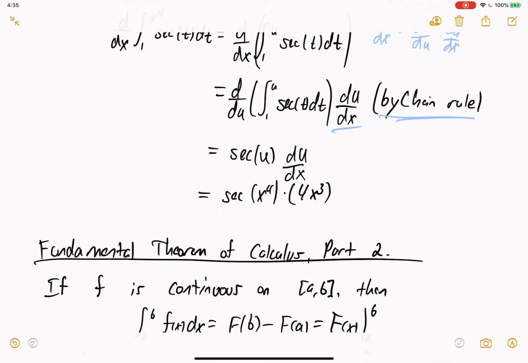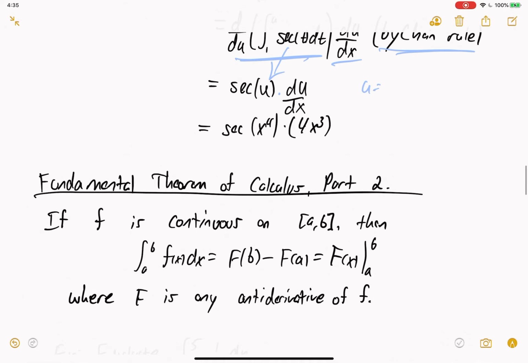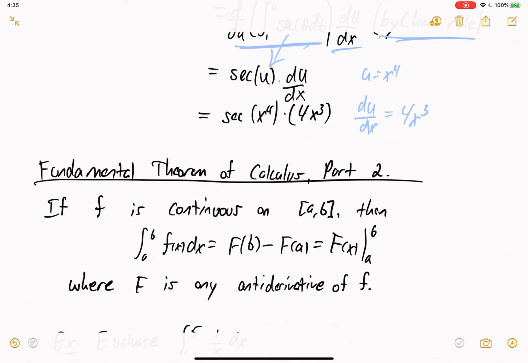So by FTC, this tells us that d/du of the integral from 1 to u of secant t dt is just secant of u, the integrand evaluated at u. We still have times du/dx, but again u is equal to x to the fourth, so du/dx is just going to equal 4x cubed. So du/dx is equal to 4x cubed, u is equal to x to the fourth, so we get secant of x to the fourth times 4x cubed.